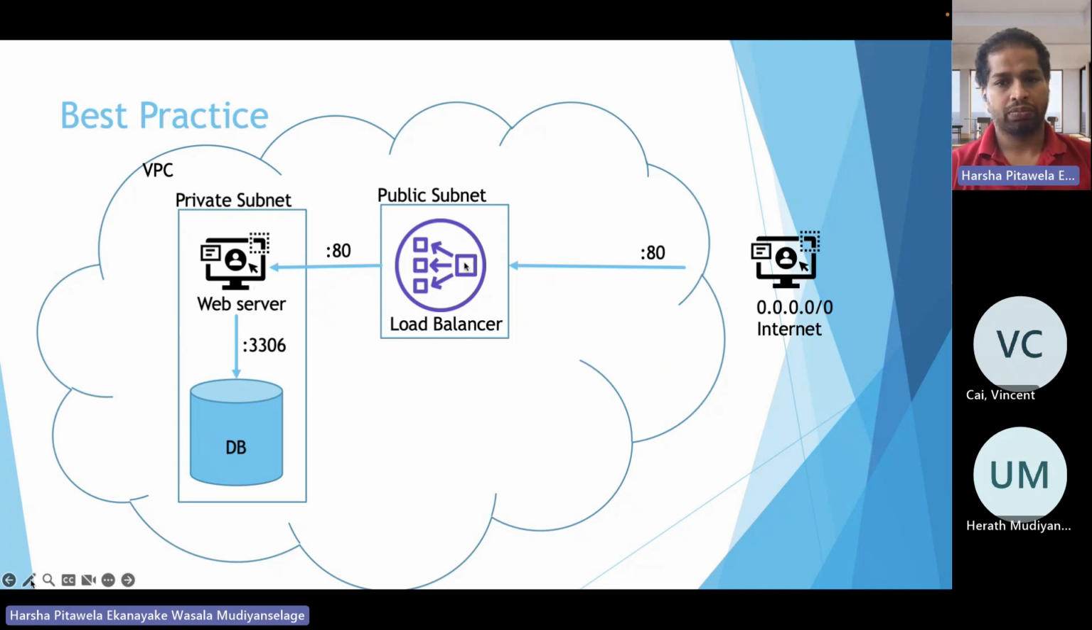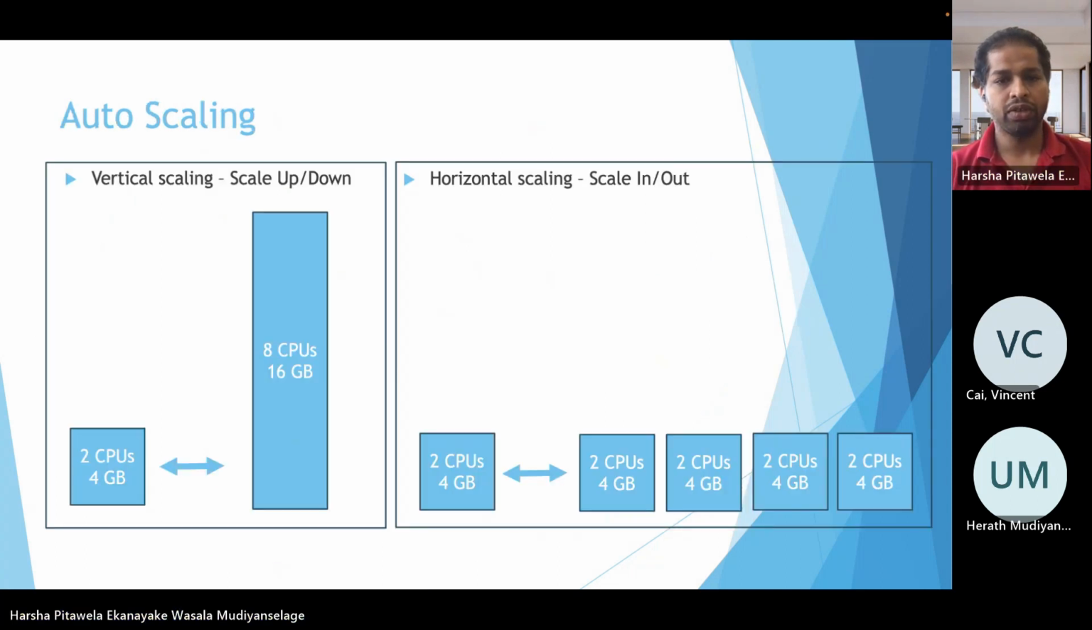So what happens here is when a user requests a particular web page, it comes to the load balancer, and the load balancer directs the traffic to the web servers in the internal private subnet. The web server and database, as they are in the private subnet, can communicate with each other and then give the response back to the user. So this is the best practice that we are going to implement today. And then we are going to study how auto scaling happens.